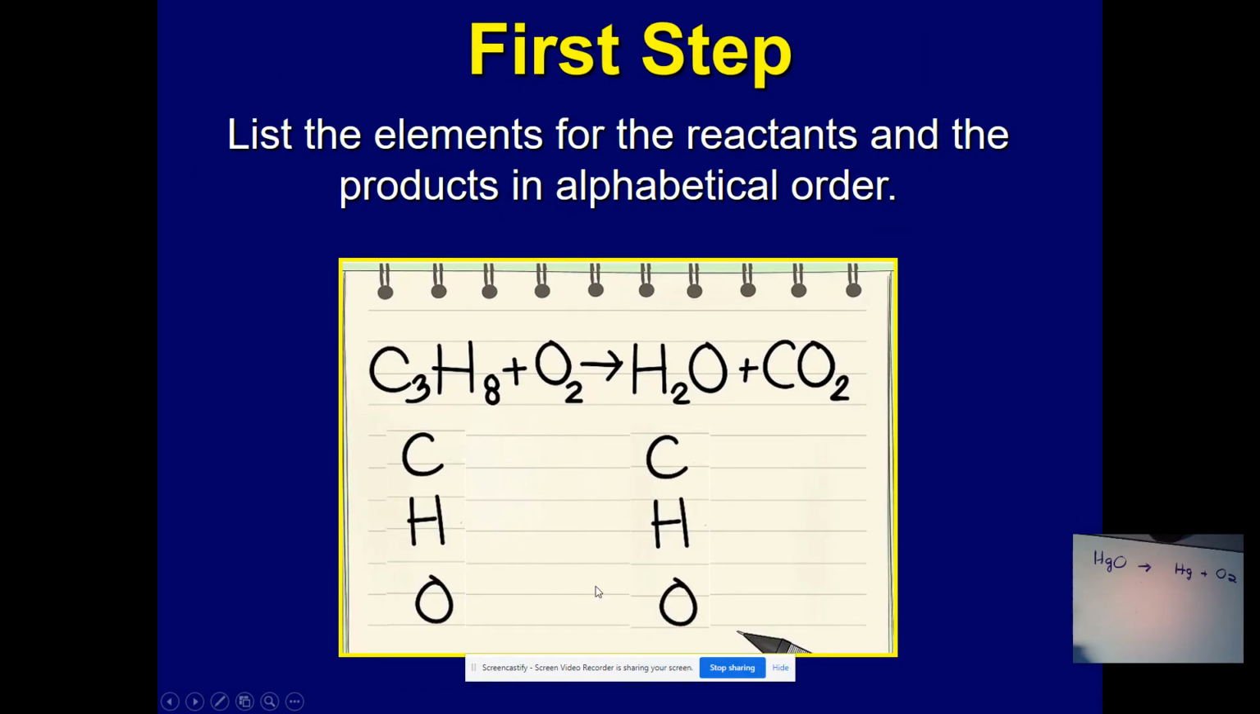Okay, so when we balance equations, the first thing that you do is you list each separate element on the reactant and product side alphabetically. So C comes before H, which comes before O. So we've got C, H, O on the reactant side, C, H, O on the product side.